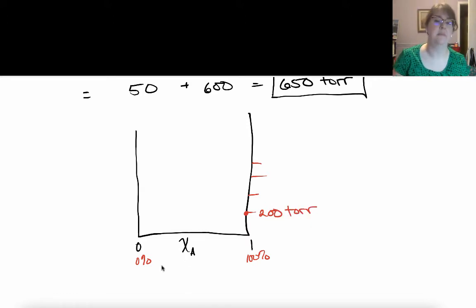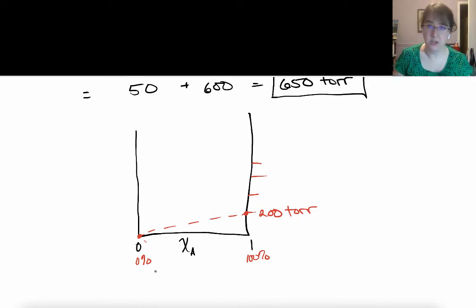So notice on this graph that my x-axis is my mole fraction. My y-axis is going to be in pressure units. So just looking at A, if I have no A in solution, then I would expect the vapor pressure contribution of A to be 0, and there to be no pressure given off by A. If I have all A, then I would expect this to be 200, because that's the vapor pressure of the pure solvent. So I'm going to have a line that basically describes the contribution of the vapor of A.